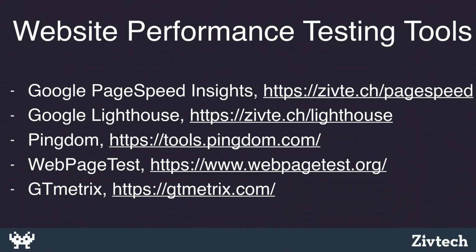GTmetrics is another one. It's based around, I think, Google's API, so it has a lot of the similar information that Google provides. Typically, I just use all of these interchangeably and see what they all report back. If they all look good, then we're getting close.